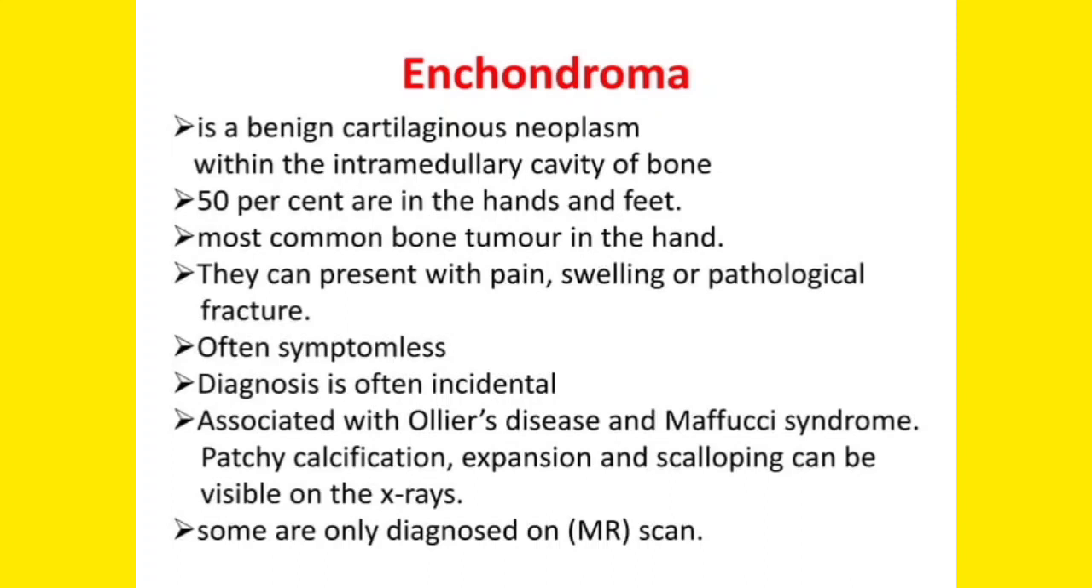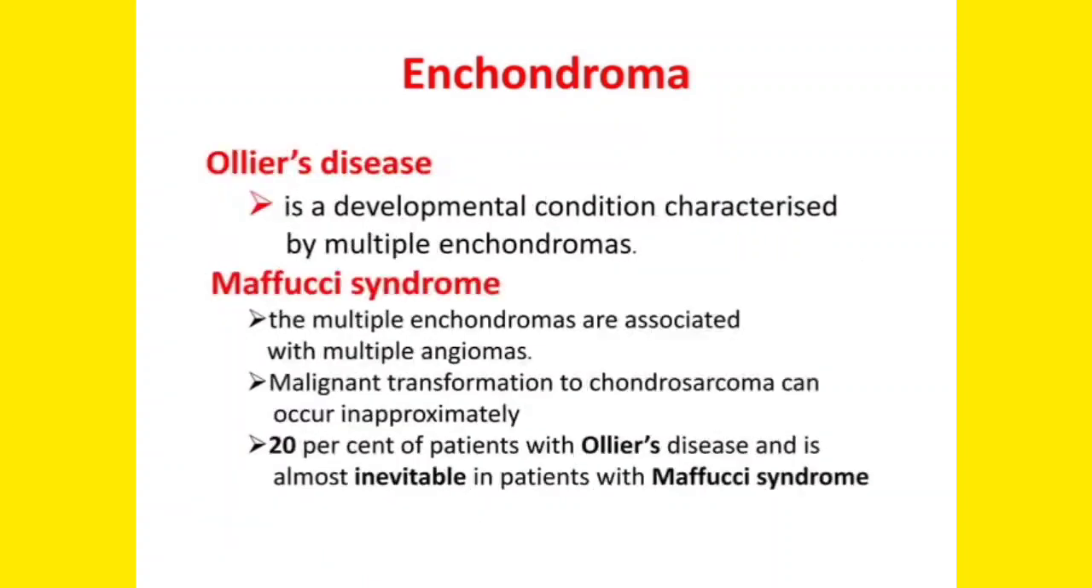So whenever Enchondroma, that is a benign cartilaginous neoplasm, is there in the picture, then we will think about two important differentials. The two important differentials are Ollier's disease and Maffucci syndrome. Ollier's disease and Maffucci syndrome can be diagnosed only by MR scan.